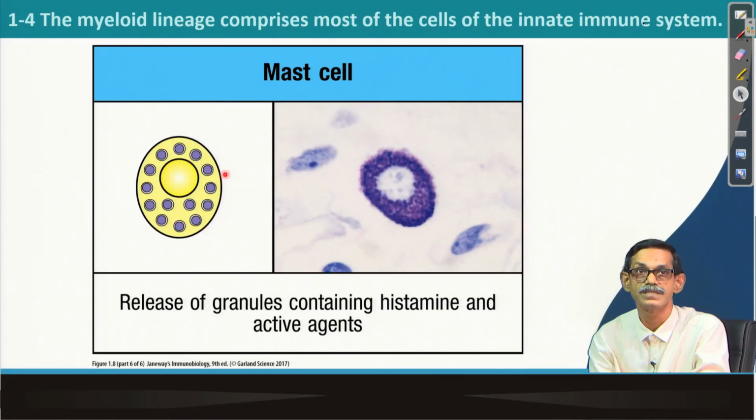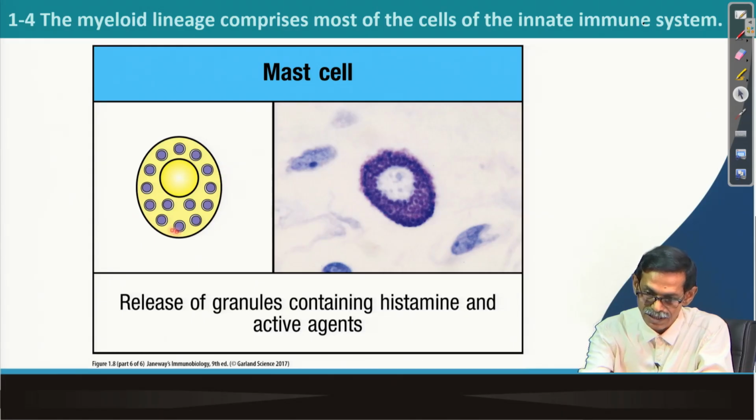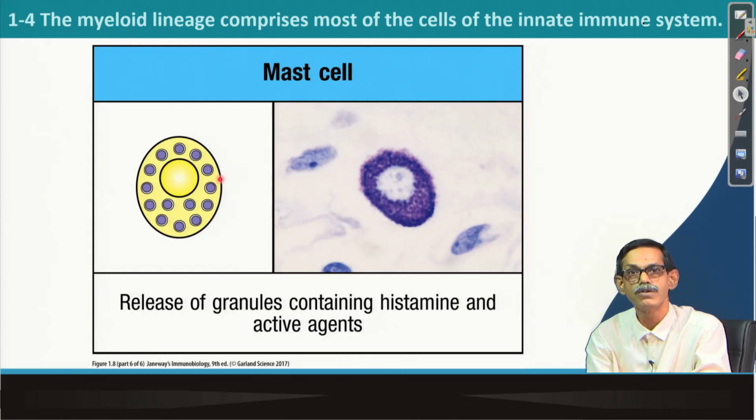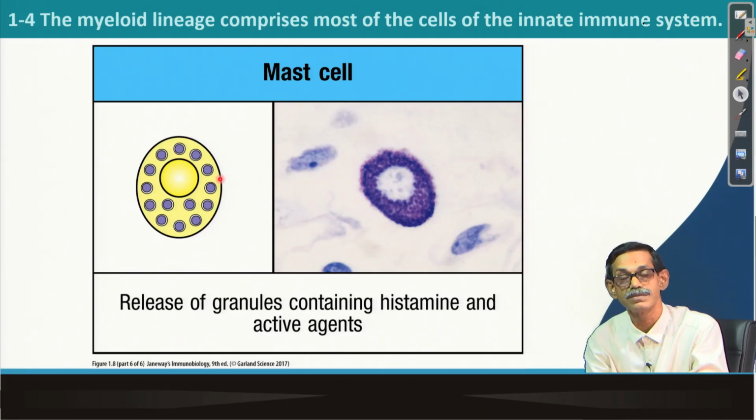Mast cells are also involved very much in active immunity. These granules which we see here are full of histamine. If anybody is already aware of the role of histamine, histamine is responsible mostly for allergic response. Okay. So, when there is allergy, the mast cell is doing it, as this is a major component of the allergic response.